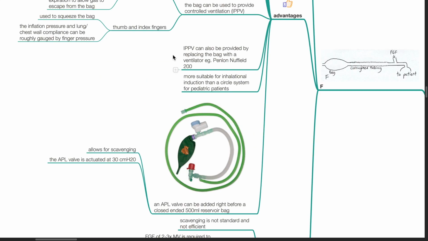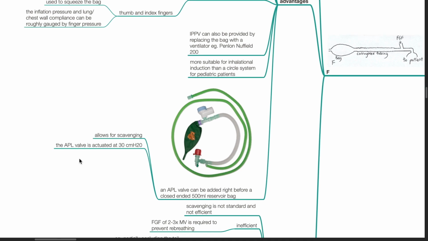The Mapleson F system is more suitable for inhalational induction than a circle system for pediatric patients. An APL valve can be added right before a closed-ended 500 ml reservoir bag. To allow for scavenging, the APL valve is actuated at 30 cm H2O.